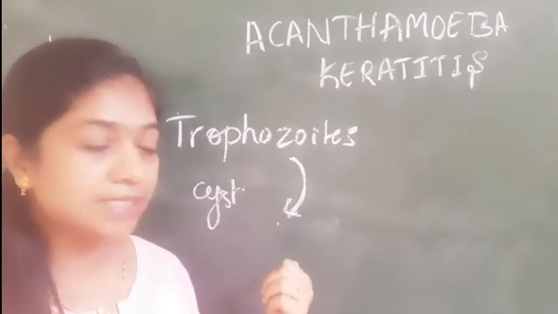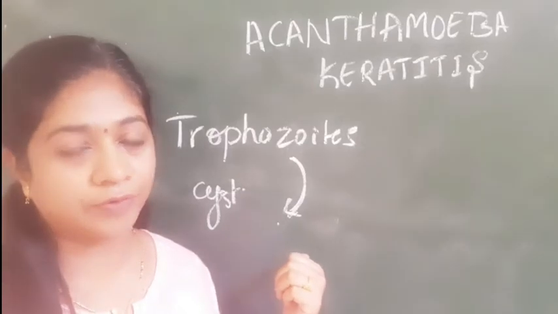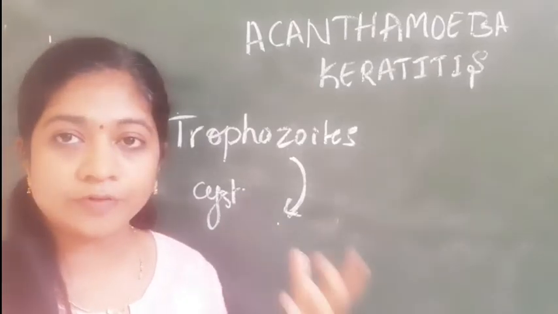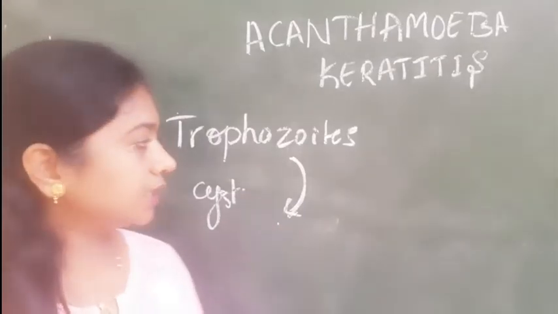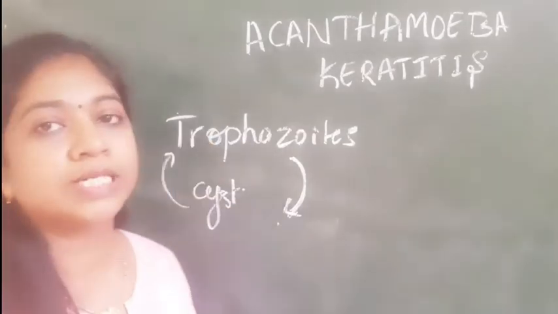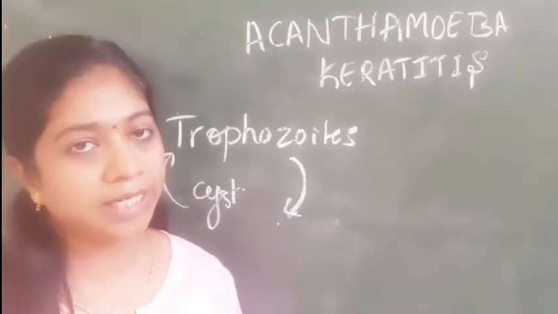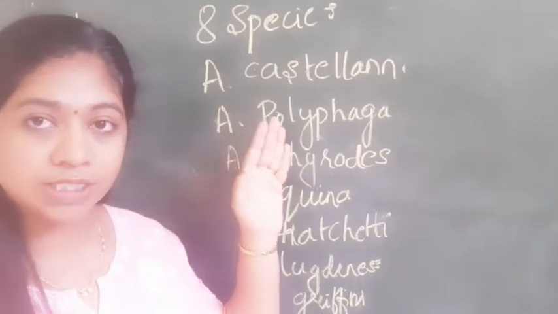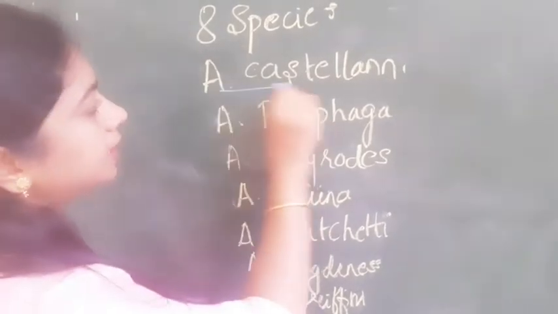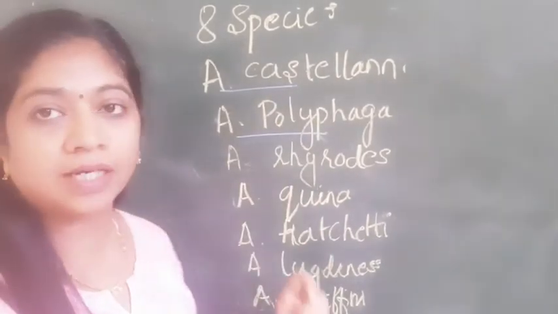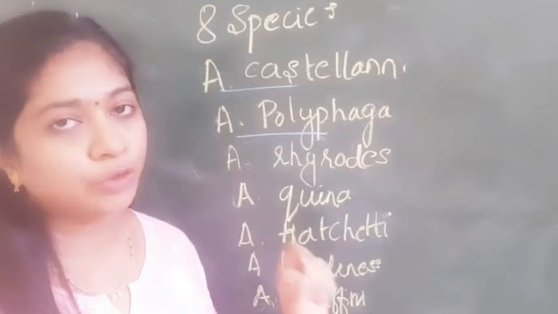Okay. So these cysts are very resistant for any of the environmental conditions, and once the environmental conditions become favorable, they will get converted into the trophozoites again and they will cause the infection. So we have 8 species of this acanthamoeba. In that, the acanthamoeba castellanii and the polyphaga are important. They will cause the human infections.